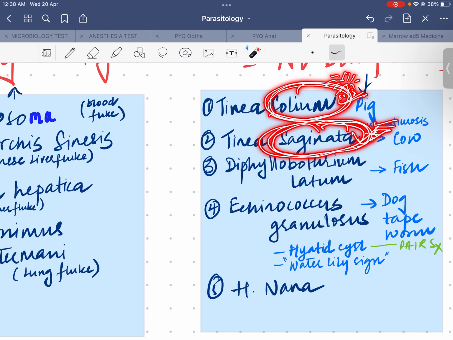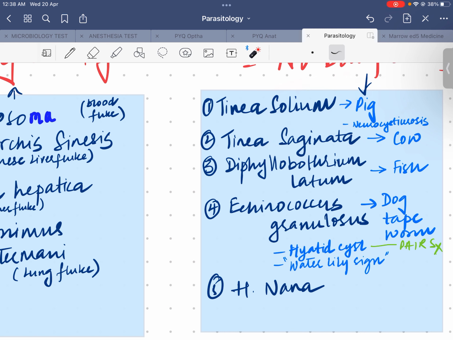Now, which is transmitted by pork? That is solium. By beef, that is saginata. Cysticercus bovis is for saginata, and Cysticercus cellulosae is for solium. So those are the main differences. Neurocysticercosis is caused by solium.